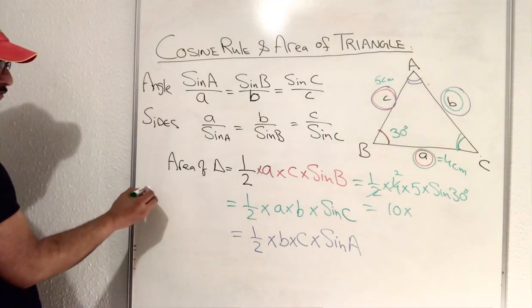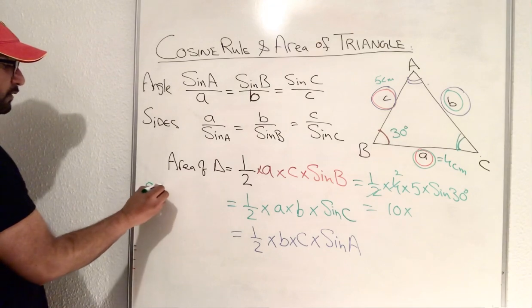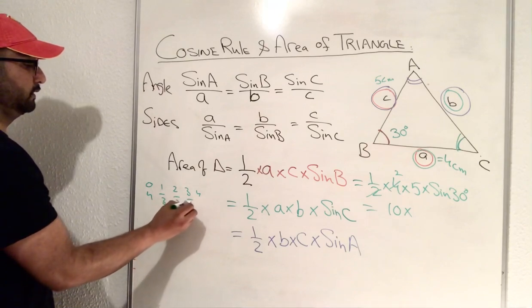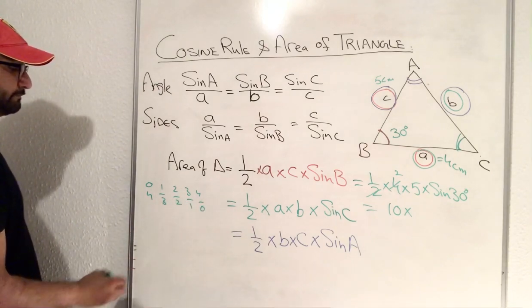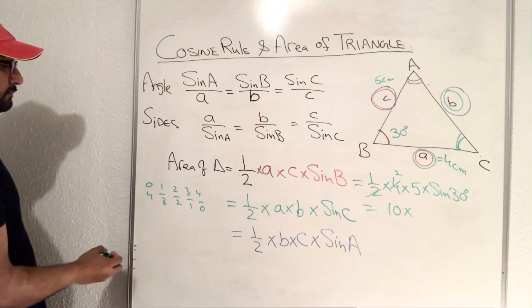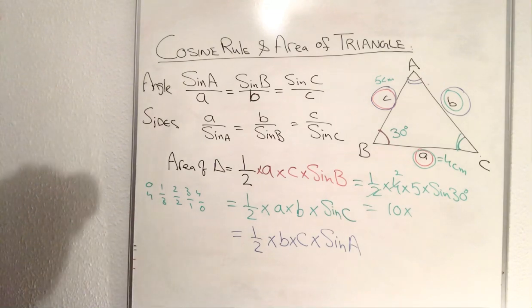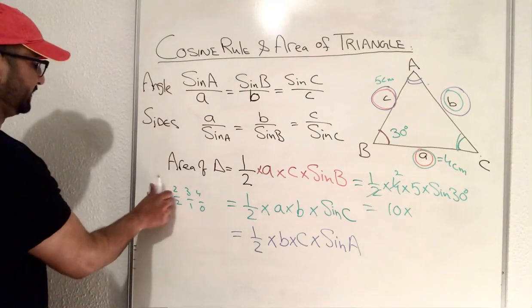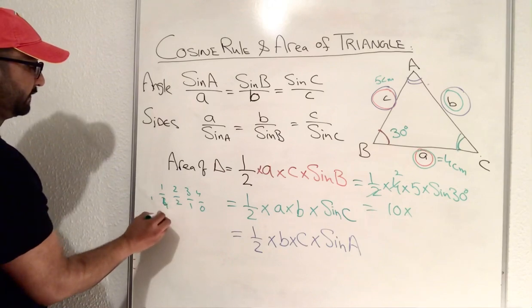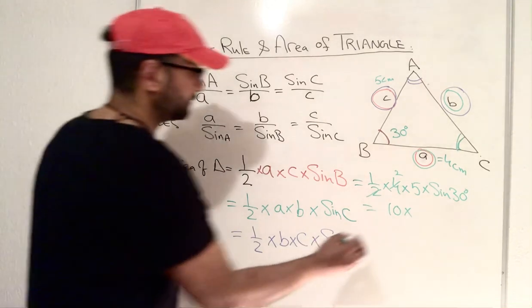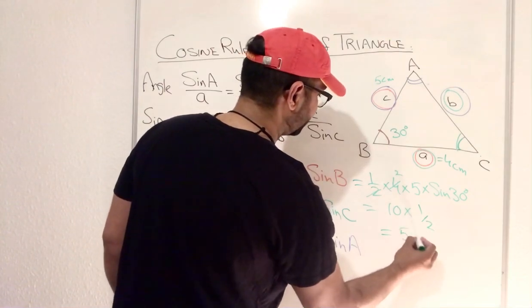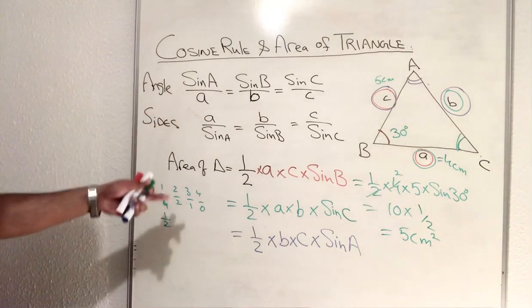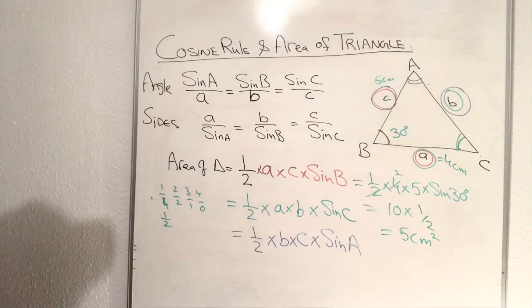Last time I showed you how to find the value of sine 30: 0, 1, 2, 3, 4, and 4, 3, 2, 1, 0. And we can find the value here for 30 degrees. We can say that it is 1 over 2, which is half, and that becomes 5 centimeters squared. This is the area of a triangle, 5 centimeters squared.